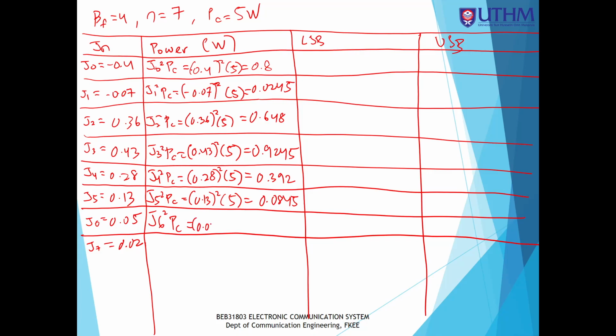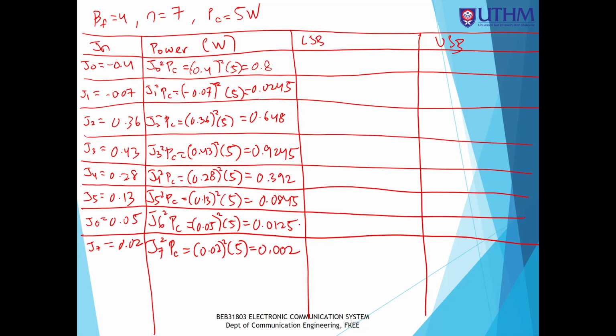And then J6 squared PC, this is 0.05. So this is 0.0125 watt. So correct me if I'm wrong, let's do this one together. PC times 0.02 squared. So this is 0.002 watt.